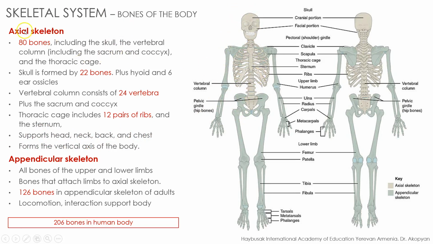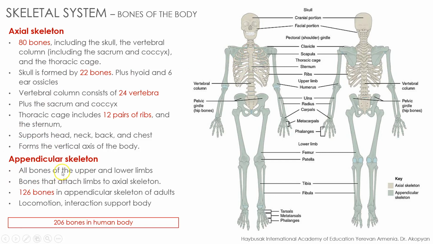It consists of 80 bones, including the skull, the vertebral column, which includes the sacrum and the coccyx, the thoracic cage, which includes 12 pairs of ribs, and the sternum with its components.